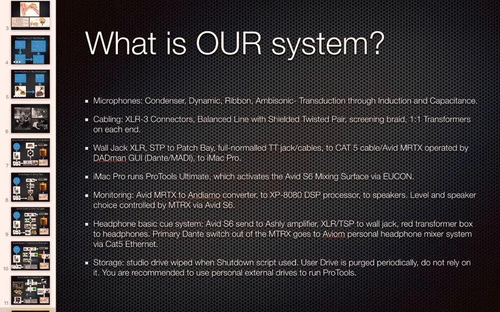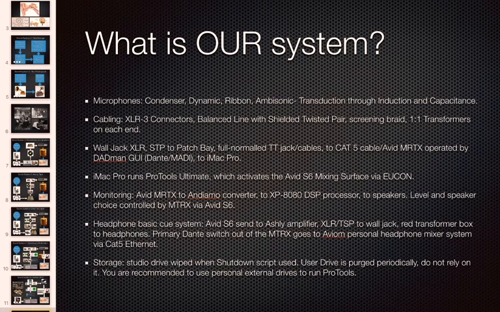Monitoring. The Avid Matrix kicks out digital information to the Andiamo converter, which turns that into analog information, sends it to the XP8080 DSP processor, which does a little bit of processing, a little bit of EQing for the room in our studio, and that then goes to the speakers in the studio, Genelecs and the Focals. We have the 8.1 and this pair of Focals, and that level and speaker choice is controlled at the Avid S6, but that's happening at the Matrix.